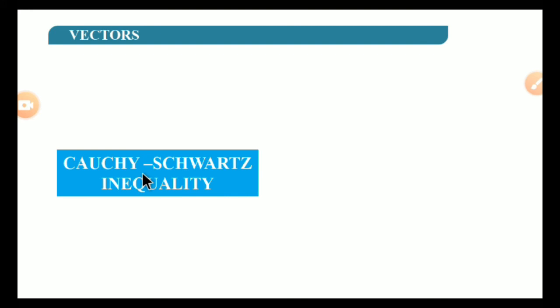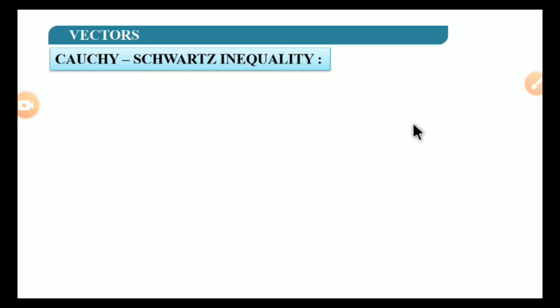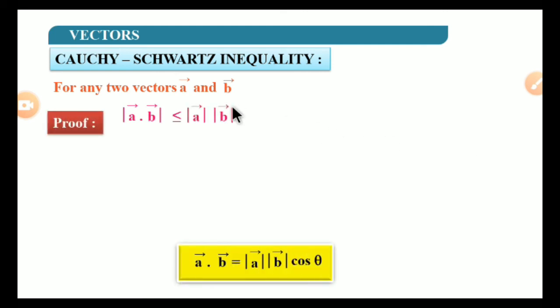Now we will study some more inequalities. Cauchy-Schwarz inequality, which is very important for the examination purpose. So we will study this inequality: for any two vectors A and B, magnitude of A dot B is less than or equal to magnitude of A into magnitude of B. For this proof, we are considering the definition of dot product of two vectors, that is equal to magnitude of A into magnitude of B into cos theta.